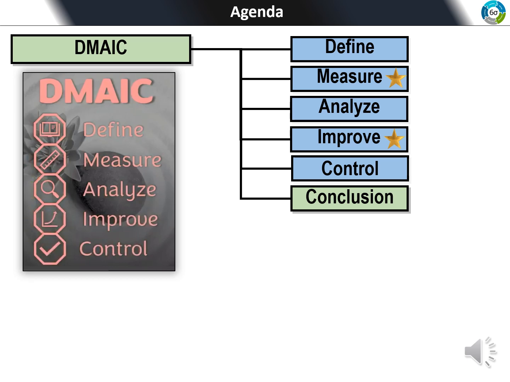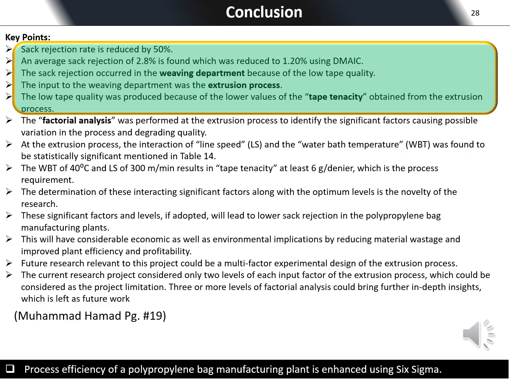Conclusion. Key points: sag rejection rate is reduced by 50%. An average sag rejection of 2.8% was found, which was reduced to 1.2% using DMAIC. The sag rejection occurred in the weaving department because of the low tape quality. The input of the weaving department was the extrusion process. The low tape quality was produced because of the lower values of the tape tenacity obtained from the extrusion process.